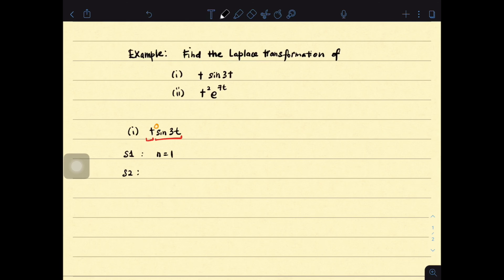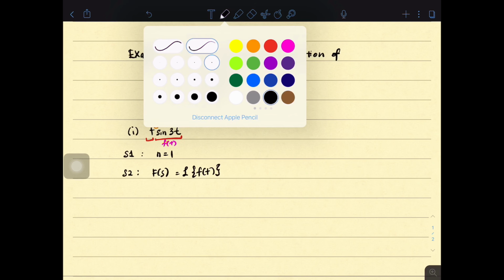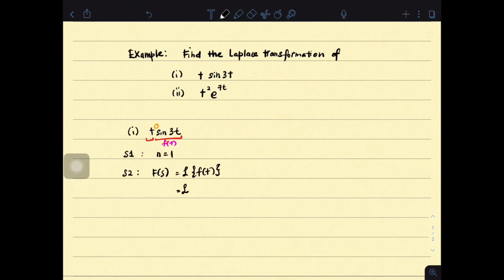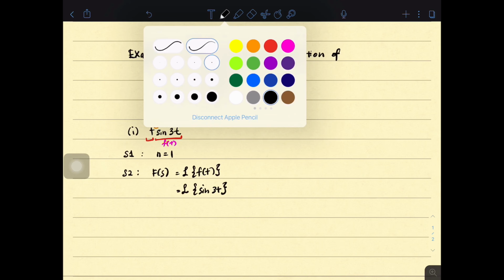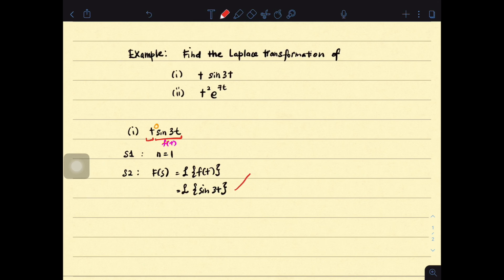For step number 2, we need to find the Laplace transformation, F(s), where F(s) is the Laplace transformation of f(t). Here our f(t) is sine 3t. Therefore we will find the Laplace transformation of sine 3t. Just use the formula for the Laplace transformation of sine, which is a over s squared plus a squared. Your a here is 3.